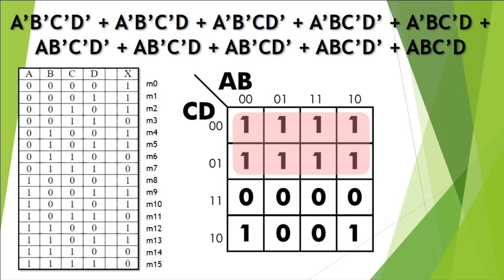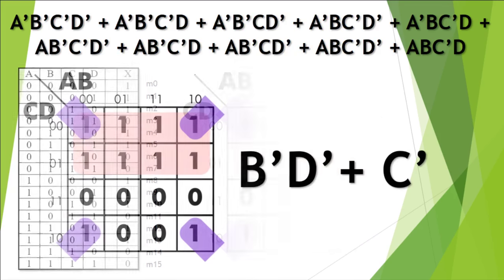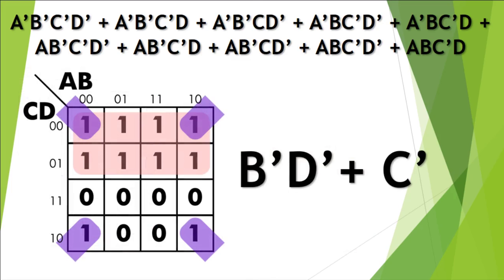Remember, a grouping is valid if you can connect orthogonal groups in sets of 2, 4, 8, 16, etc. To create the most reduced equation, we are to circle the largest groups that we can, keeping in mind that the map wraps around from side to side and top to bottom. Thus, the ones in the corners here can actually be grouped in a cluster of 4. We then look at the common elements in each of these groupings, separating them with an OR, and come up with B0 and D0 or C0.